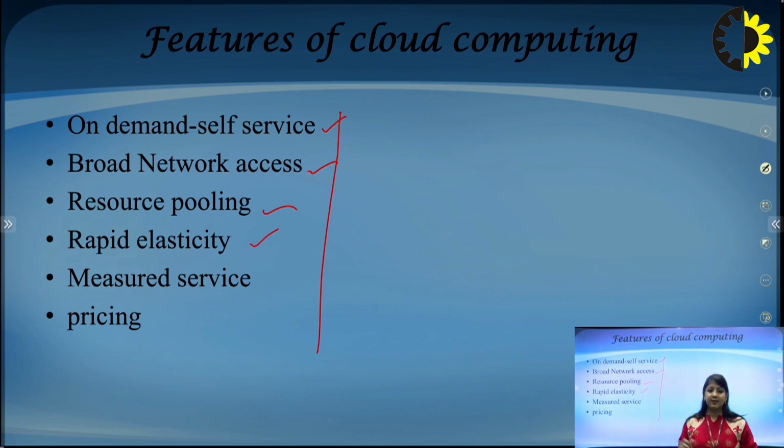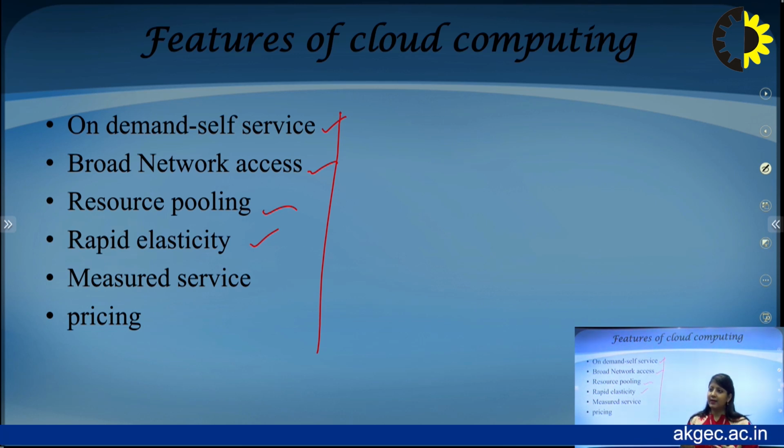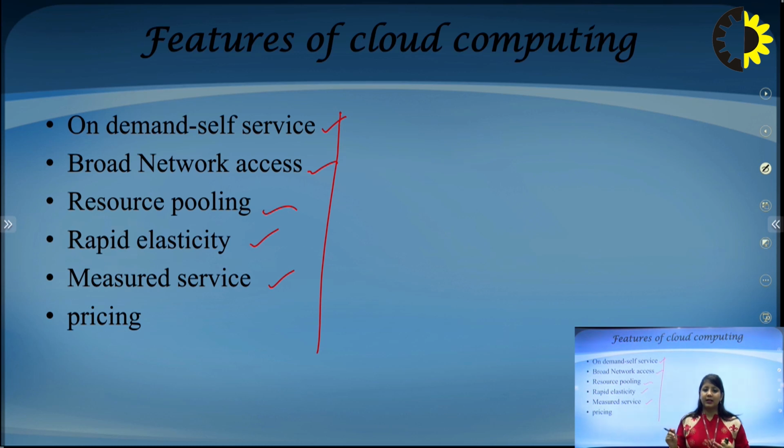Then rapid elasticity. As its name suggests, there should be flexibility and dynamic scaling of the resources. For example, if we have a Gmail account, Gmail gives us 15 GB of storage, and according to the mail size of the inbox, that storage will be added. So there is flexibility. Then measured services means all the services the customer avails will be measured, and the pricing scheme will be according to that.